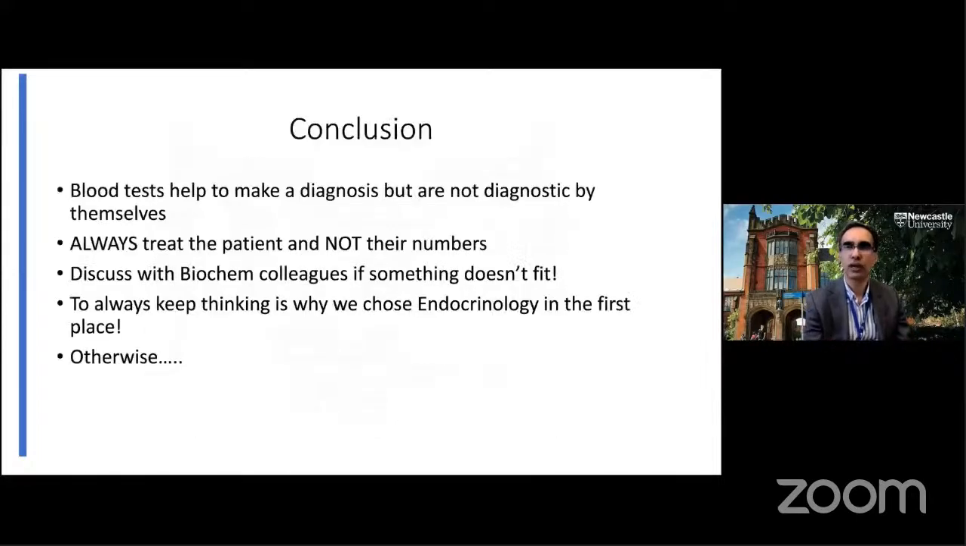And to conclude this talk, blood tests can help to make a diagnosis, but are not diagnostic by themselves. And by that, I mean the T4, T3, and the TRAbs, and the TPO antibodies. So clinical examination, the family history, and so on should also be used. We should always be treating the patient and not the numbers. And this is true for everything, not just thyrotoxicosis. Discuss with our biochemistry colleague if something doesn't fit. And we should always keep thinking about Graves' disease, although it's common, but I think we need to keep our thinking hat on when we see all of our patients. And I suppose that's the reason why we chose our specialty in the first place.